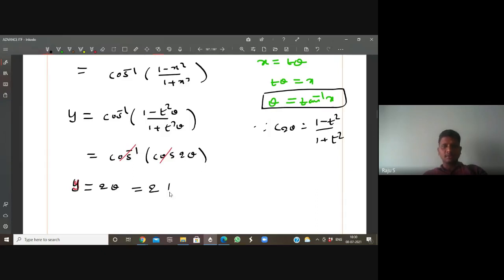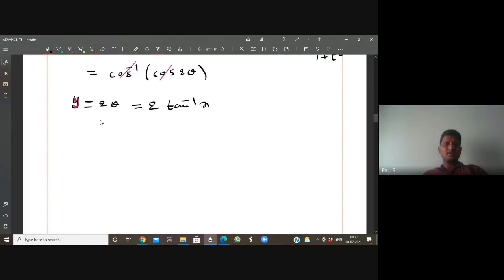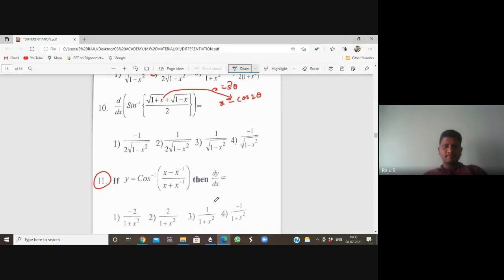Tan inverse x. Now differentiate with respect to x on both sides. y becomes dy by dx. Right side, 2 into tan inverse x derivative, 1 by 1 plus x square. The answer will be 2 by 1 plus x square. Second option.